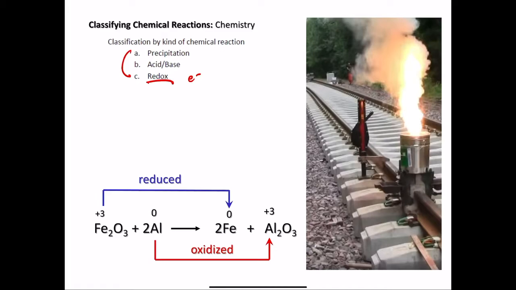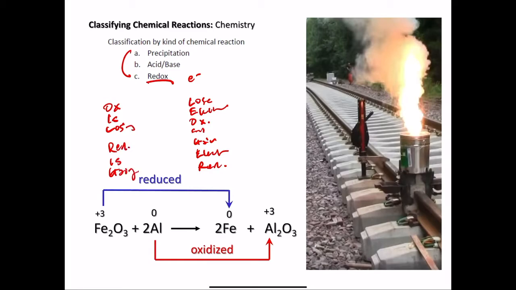Here we have iron 3. We'll review the oxidation number rules in a second. But iron 3 goes to iron 0. Remember, there's a couple different ways we can say this. LEO says GER is one, very similar to OIL RIG. So lose electrons, oxidation, gain electrons, reduction. Or oxidation is losing and reduction is gaining. Either way, if the oxidation number becomes less positive or more negative, you know they're gaining electrons, and that's reduction.